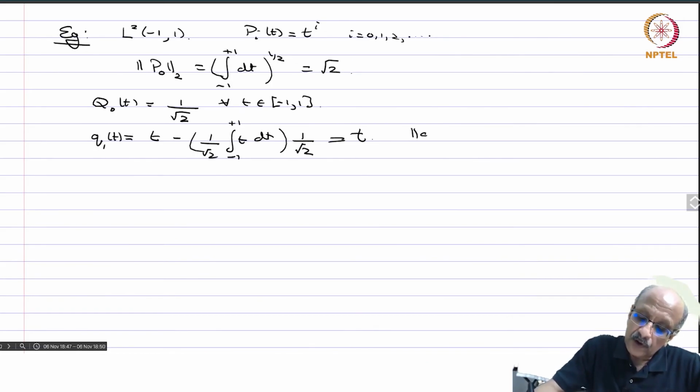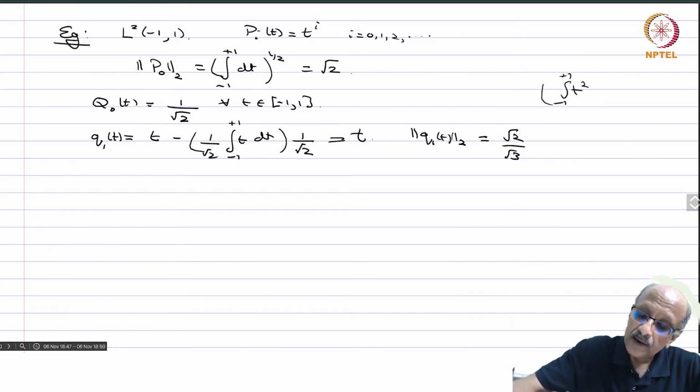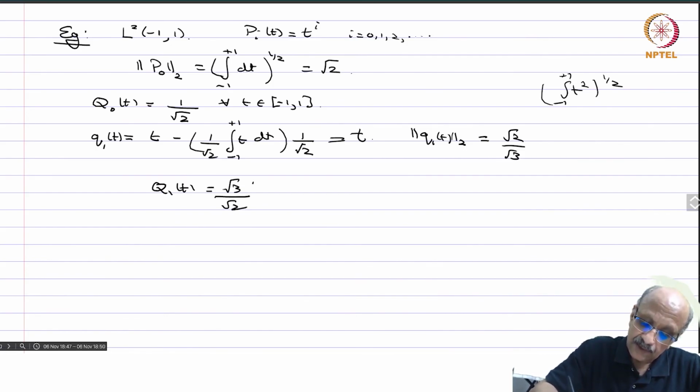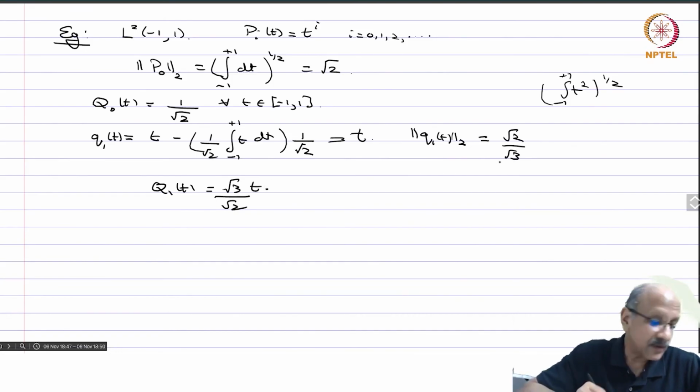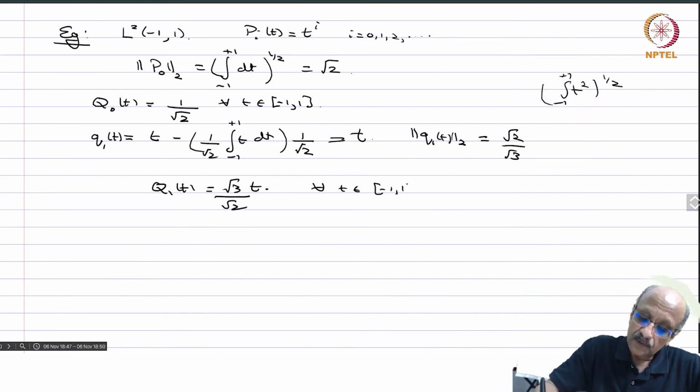So the norm of q1 of t in L2 is nothing but, if you do the calculation, root 2 by root 3. What is this? You have to take the integral of t square from -1 to +1 and then take the power half. So that will be root 2 by root 3, and therefore you write q1 of t is equal to root 3 by root 2 times t. I have to divide by this. Now this is for all t in [-1, 1].